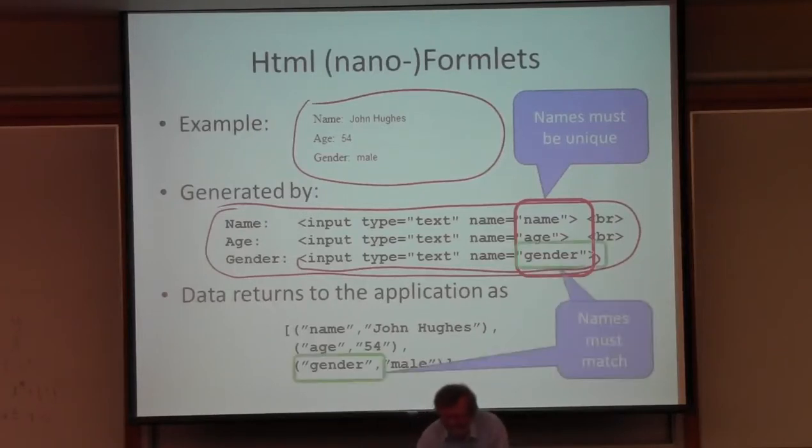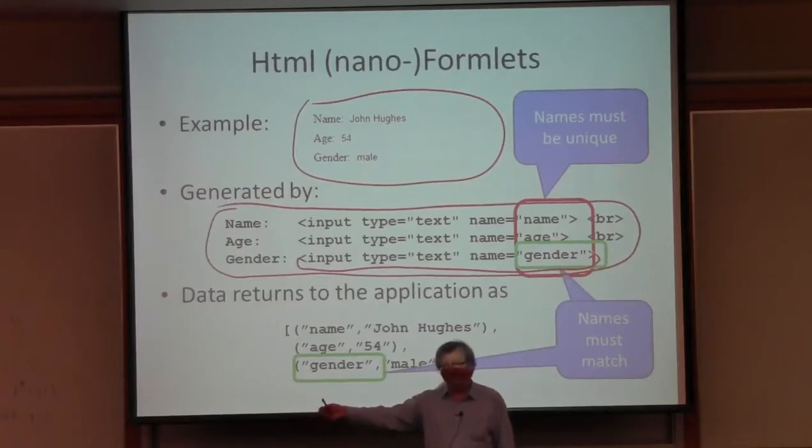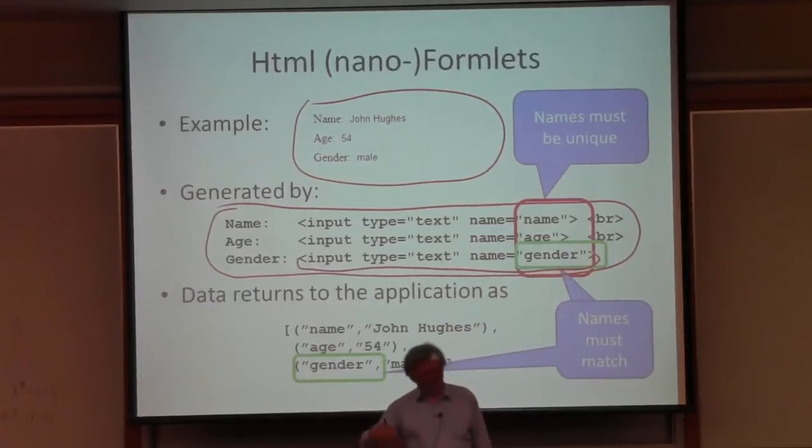What's more, when the data comes back, often there's one piece of code that generates the HTML, but then it's some other piece of code, it might even be in a different file, that processes the result of the form. Those two pieces of code have to be kept in sync. They have to use the same names to refer to these fields. Otherwise, the code that processes the form data won't recognize the data that has been supplied. So this is just a horrible pain.